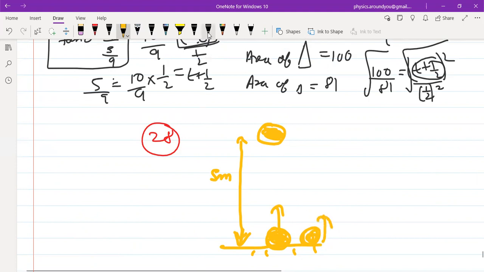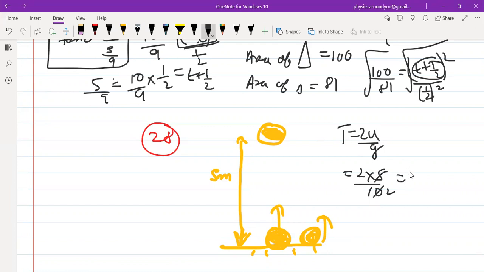Well, what is the time taken for the one ball to reach the maximum height? T is always equal to 2u by g, standard formula. 2 into 5 by 10. That would give you 1 second. In 1 second, the first one goes up. So the next one is thrown at t equal to 1 second only.